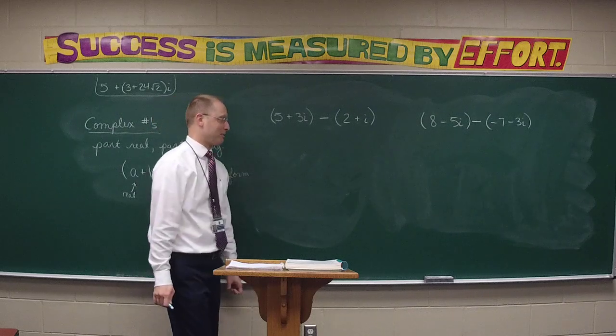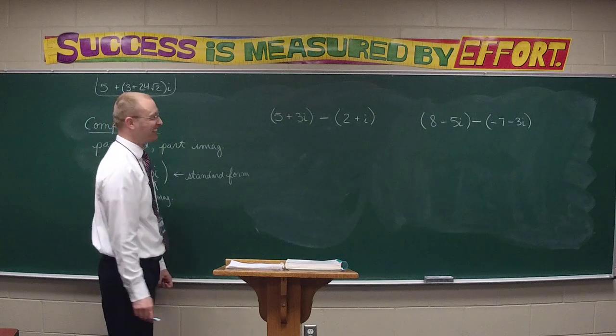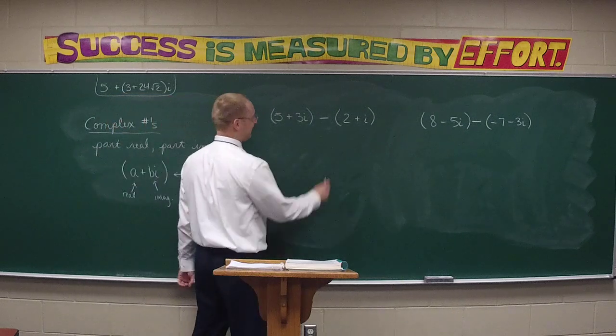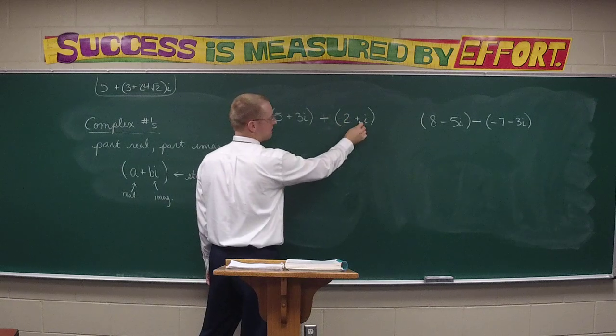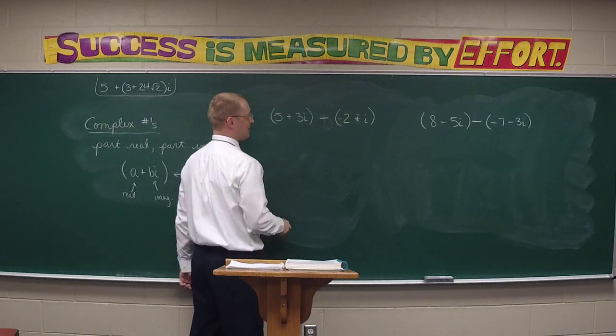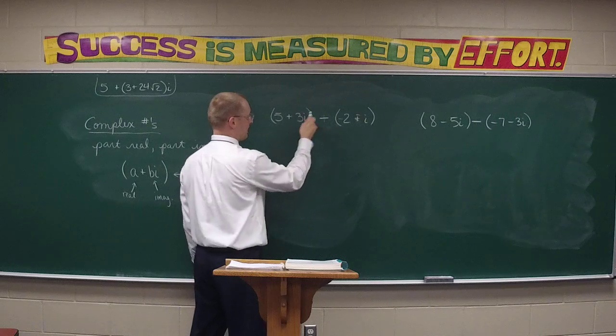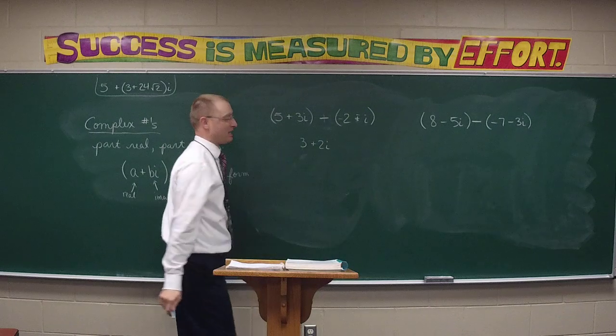Speaking of magical problems, Maddie, what do we do on the first one? You add the 5 and negative 2. Right, we add and make this a negative 2, and also this becomes a negative 5. So when I add the 5 and the negative 2, I get? 3. And when I add the 3i and the negative i I get? 2i. And there's my answer.